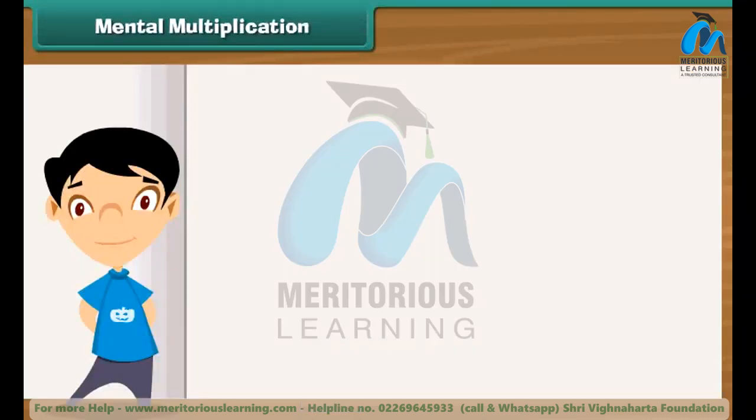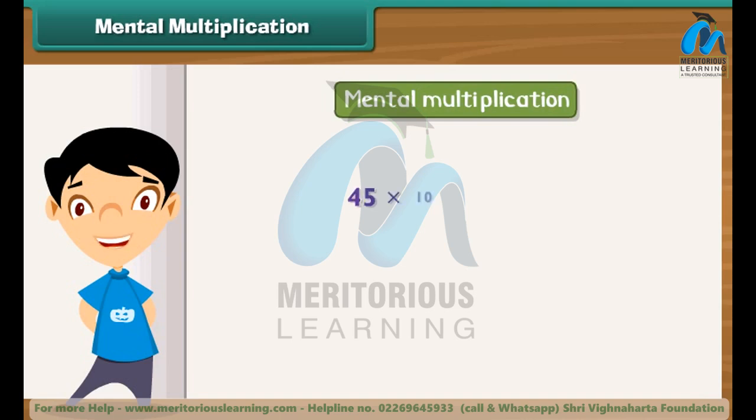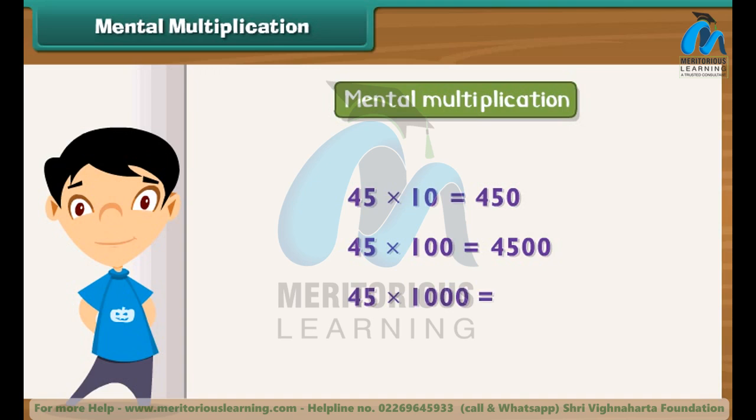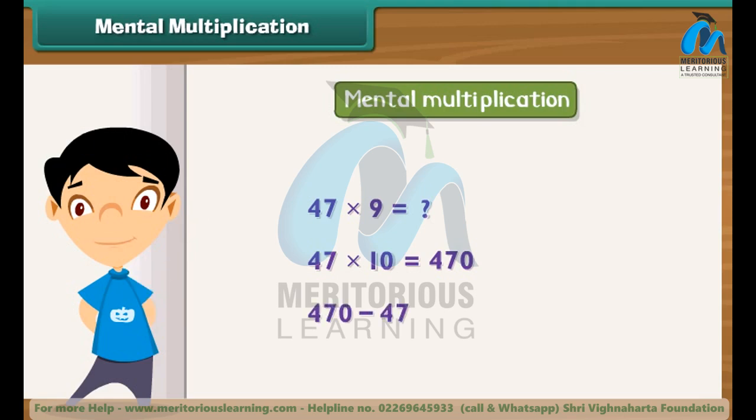Mental multiplication. Having learnt mental addition and subtraction, let us proceed to learn mental multiplication. To multiply a number by 10 or its multiples, add the same number of zeros to the result as in the multiplier. To multiply a number by 9, multiply it by 10 first and then subtract the number itself from the result. For example, to multiply 47 by 9, first multiply 47 by 10 to get 470. Then subtract 47 from 470 to get 423 as the result.